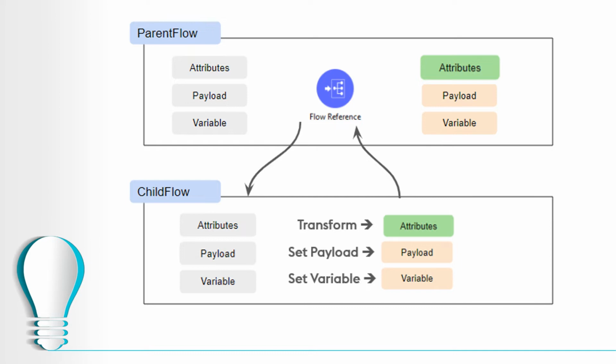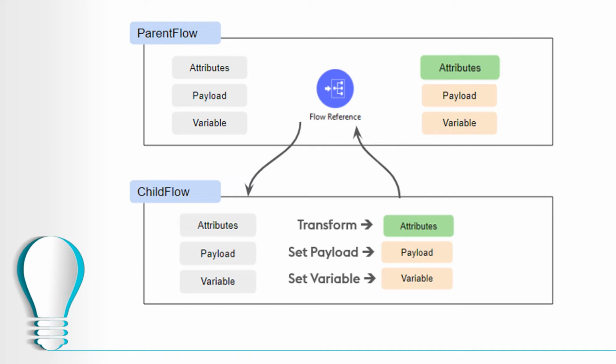Let's start with our first example. In this case, our Mule event consists of original attributes, payload, and variable. When we call flow reference, we are passing this original Mule event to the child flow. So all these attributes, payload, and variable are accessible in the child flow. Now, if you do not do any transformation, then these original attributes, payloads, and variables will be available in your main flow. But what if you update them?